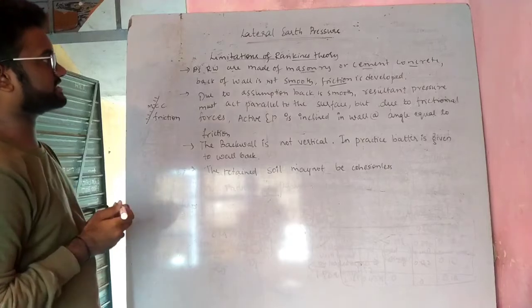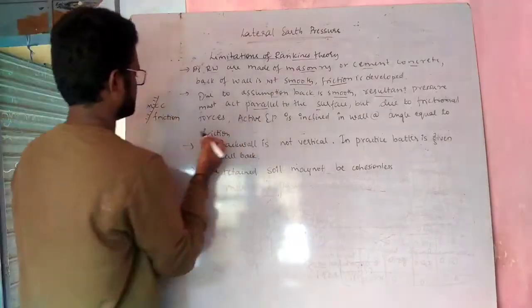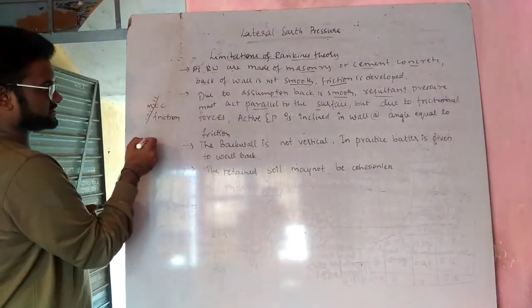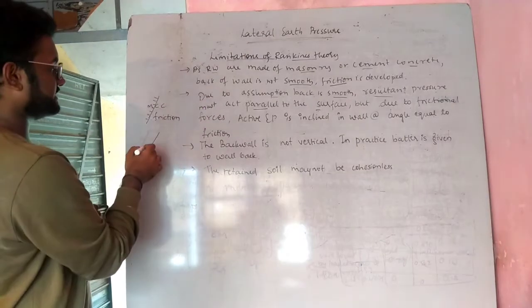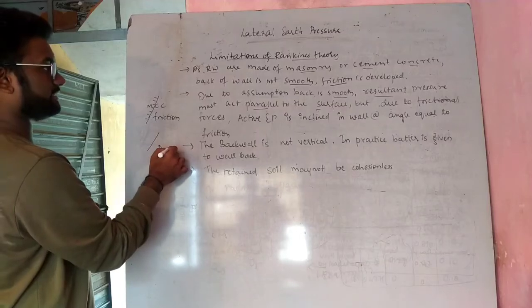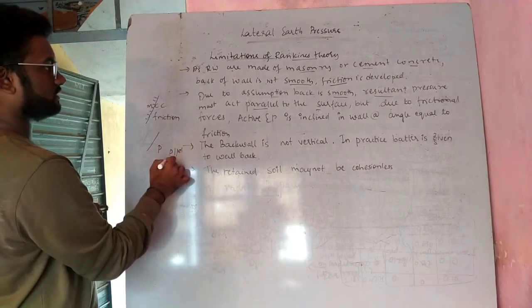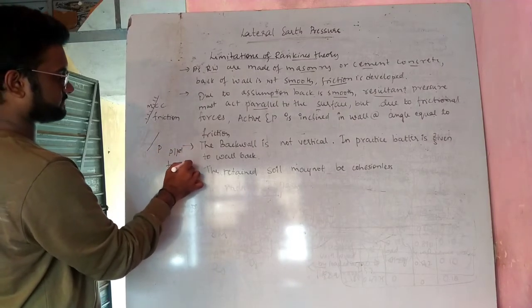Okay, this is the first point. The second point says, if the back is not smooth, what happens? Because of that, the resultant pressure should be parallel to the surface, okay?